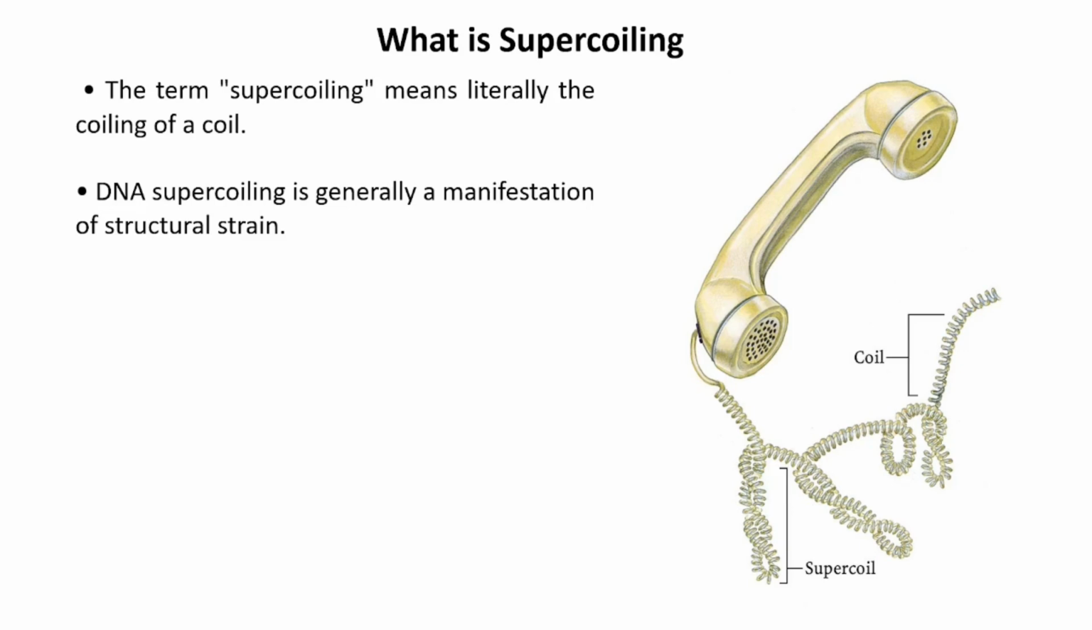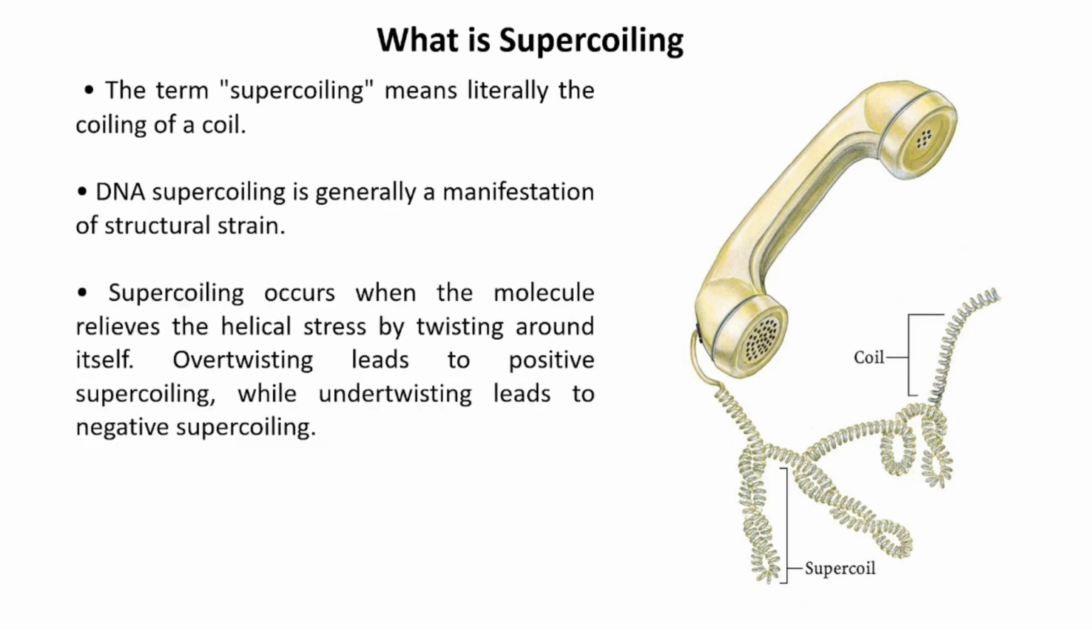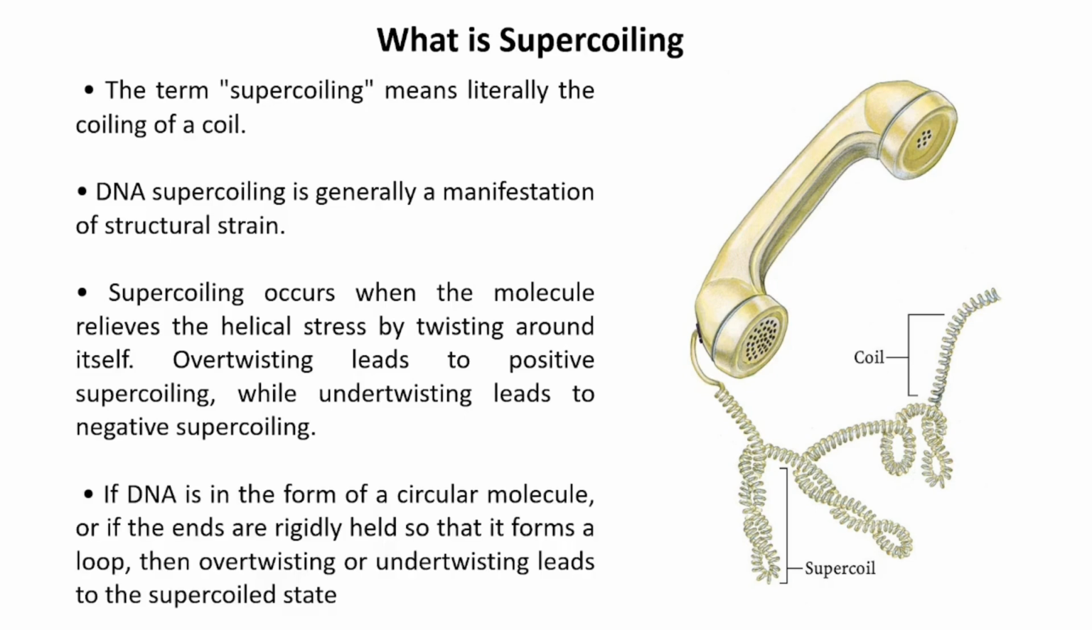DNA supercoiling is generally a manifestation of a structural strain. Supercoiling occurs when the molecule relieves the helical stress by twisting around itself. Overtwisting leads to positive supercoiling, while undertwisting leads to negative supercoiling. If DNA is in the form of a circular molecule, or if the ends are rigidly held so that it forms a loop, then overtwisting or undertwisting leads to the supercoiled state.